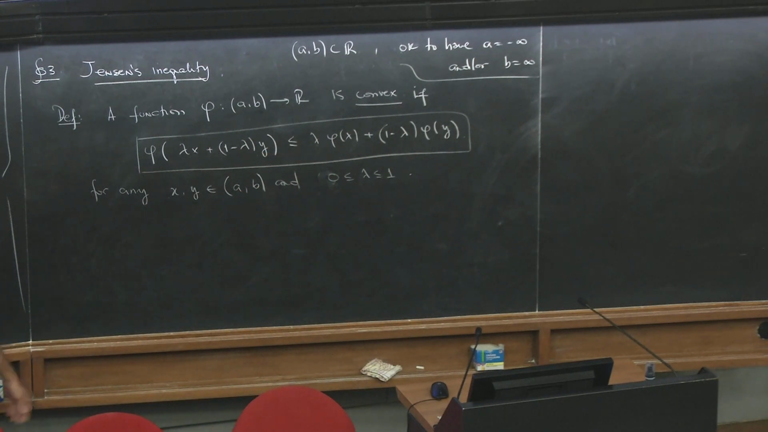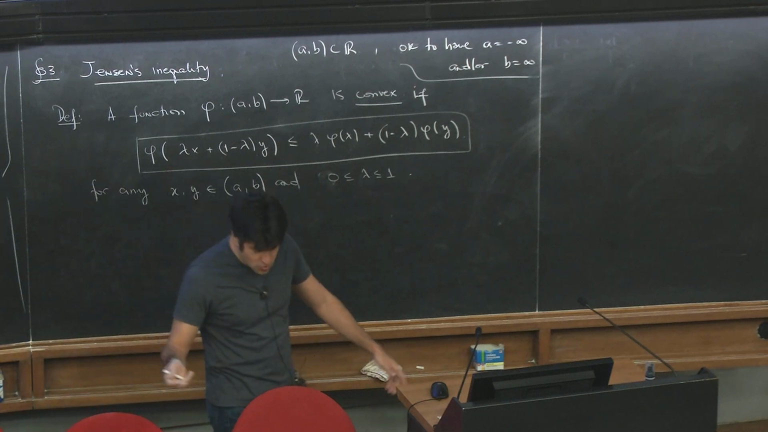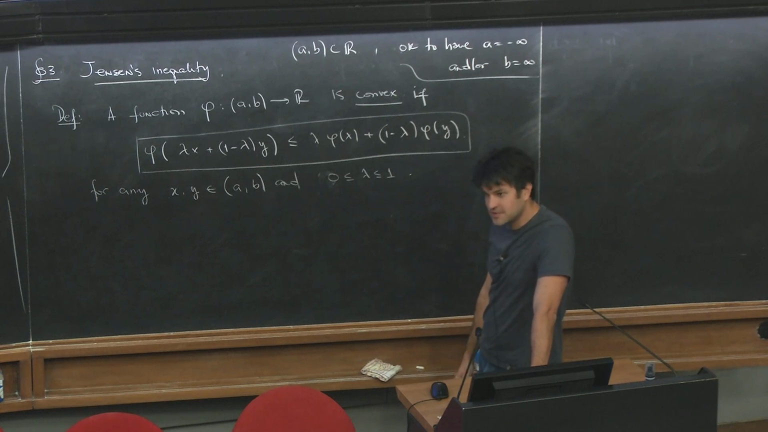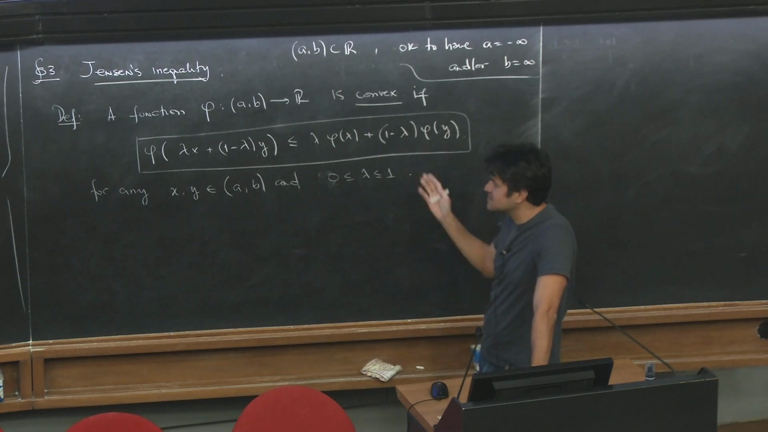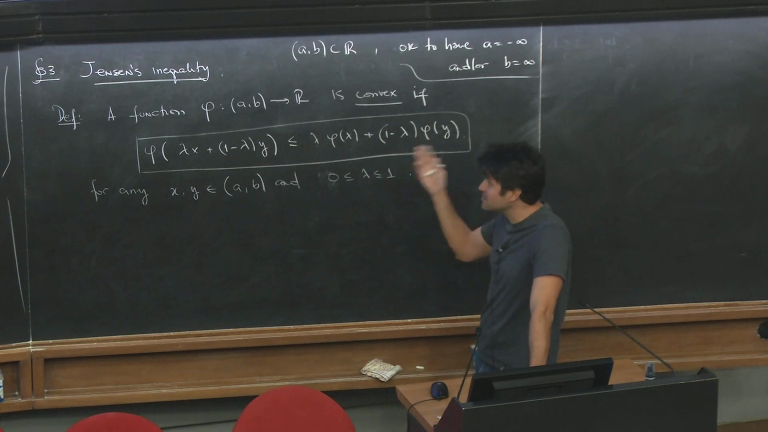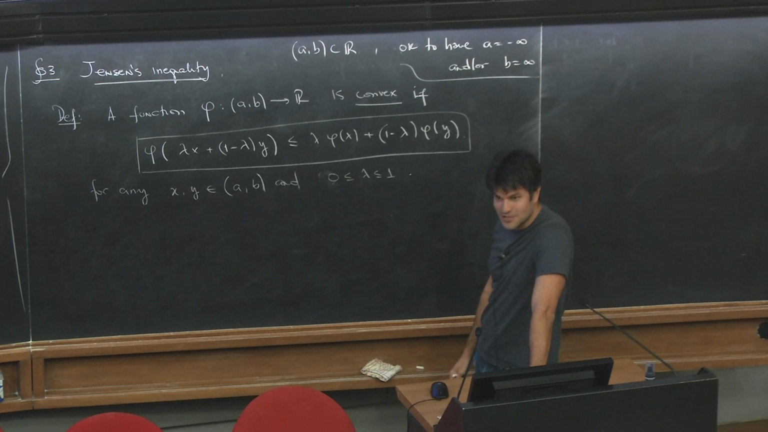As was mentioned, if you have a function which has two derivatives, is C2, and the second derivative is bigger or equal than 0, then the function is convex. But this function doesn't have to have two derivatives. In principle, you don't even know that it's continuous. This is something you can prove: if it verifies this inequality, then it's a continuous function. Okay, so this is the definition.